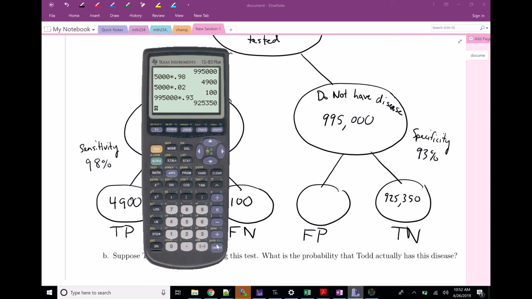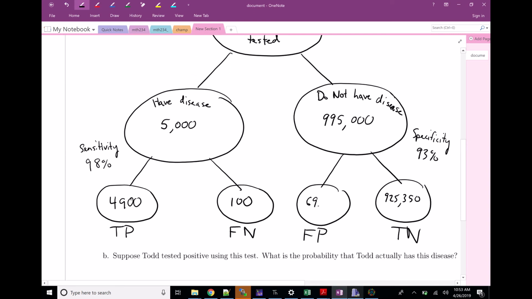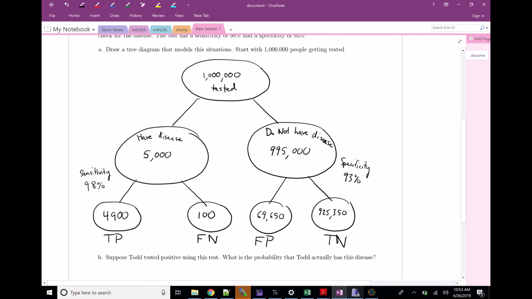So same thing, I'm going to go ahead and do second entry here to get the previous thing, and then I'm just going to change this to 7% or 0.07. And so 69,650. All right, so now we have our tree diagram showing, okay, what are the true positives, what are the false negatives, what are the false positives, and what are the true negatives. And we go ahead and we have this all labeled out.